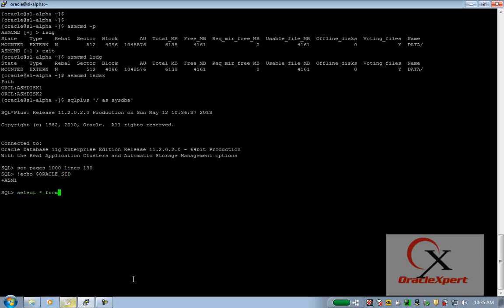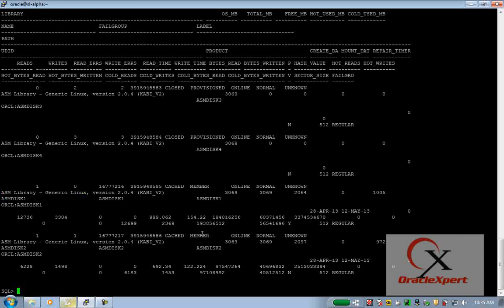Then I can say select * from V$ASM_DISK, and it will show me the status of the disks: member, member, provisioned, provisioned. So 2 disks are showing the status as member because they are actively participating in a disk group named data, while 2 disks are freshly provisioned, stamped. We haven't consumed them so far. So that's why the status of the other 2 disks, disk 3 and 4, is showing as provisioned.